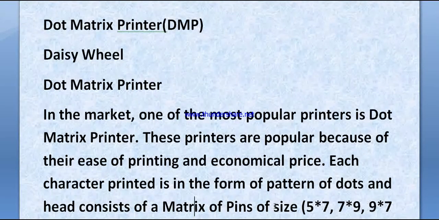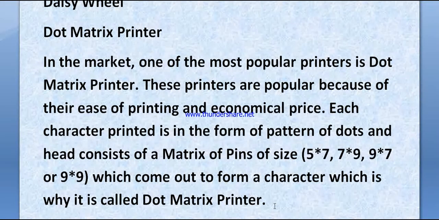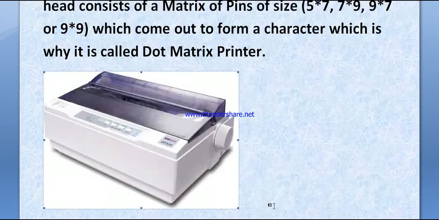These printers are popular because of their ease of printing and economical price. Each character printed is in the form of a pattern of dots, and the head consists of a matrix of panes of size 5 by 7, 7 by 9, 9 by 7, or 9 by 9, which come together to form a character, which is why it is called a dot matrix printer. This is the dot matrix printer. You can see that.